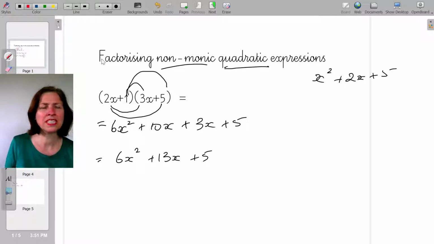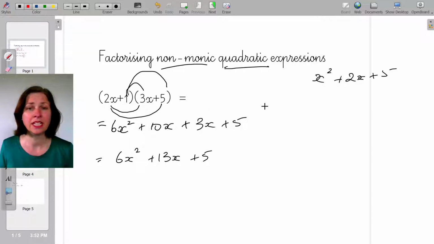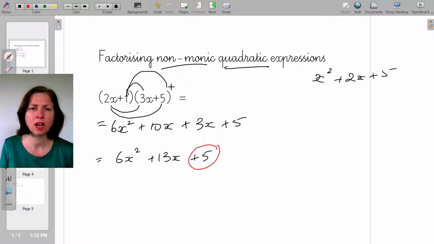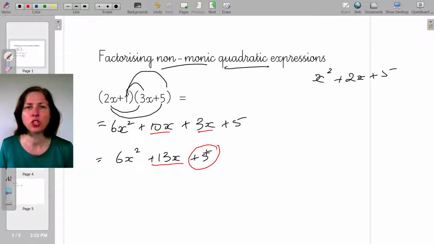Now, this is what's the same as with monic expressions. This plus 5 came from going 1 times 5, which means that listing factors of this 5 is still going to be a useful thing to do. But what's different is this 13 doesn't have anything to do with the 1 and 5. In fact, the 5 had to be multiplied by 2 first, and the 1 had to be multiplied by 3 to give me these two numbers. But as we will see, these two numbers do come into our calculations when we try and work out what the brackets are.